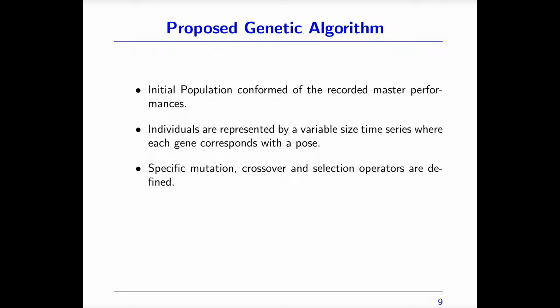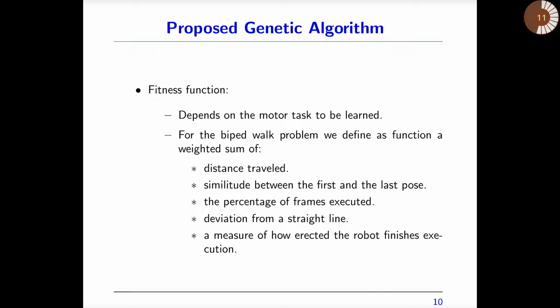For the proposed genetic algorithm, the initial population is conformed of the recorded master performance. Individuals are represented by a variable size time series where each gene corresponds with a pose. A specific mutation, selection, and crossover operators are defined. For the case of the fitness function, it depends on the motor task to be learned. For the biped walk problem, we define as fitness function a weighted sum of attributes that measure the quality of the march.